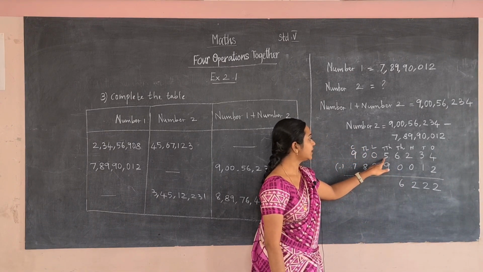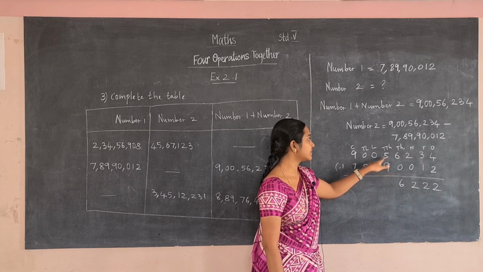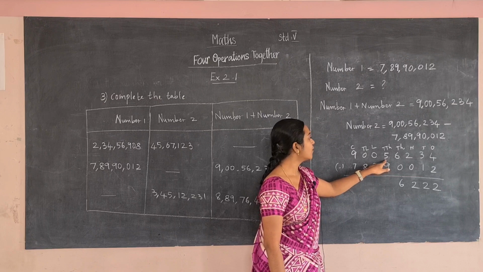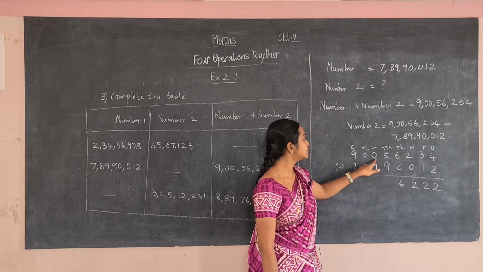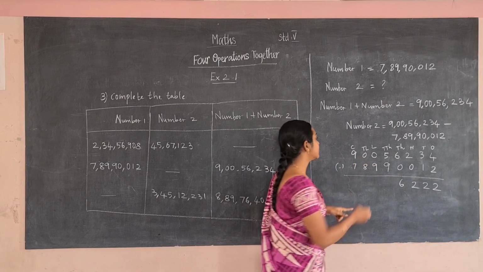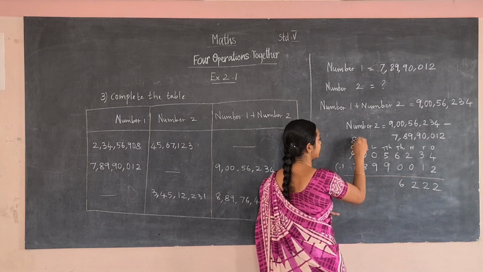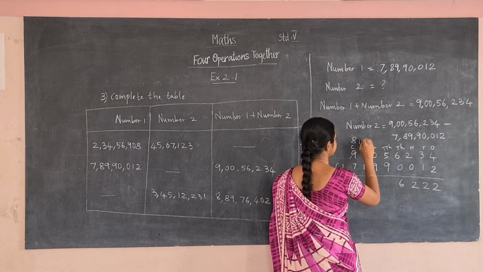See here, 5 is smaller and 9 is larger. We cannot subtract 9 from 5. So, borrow 1 from the before number. The before number here is 0. So, move to the before number. The before number here is also 0. So, move to the before number. So, change 9 as 8, and 0 will be changed as 10.